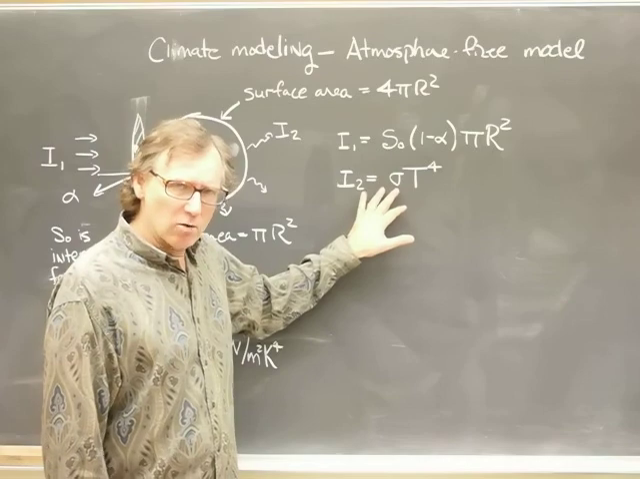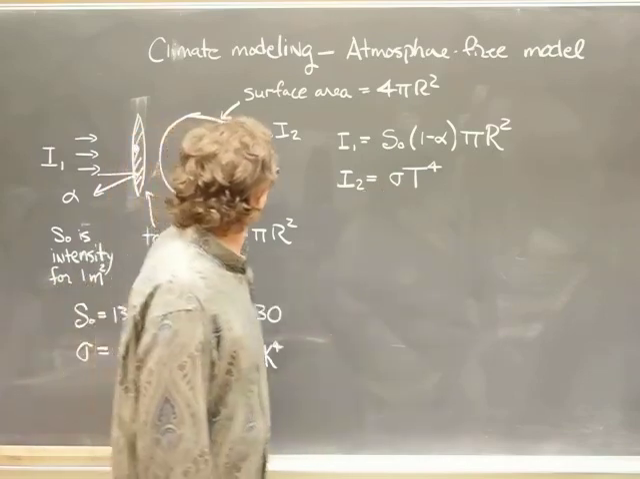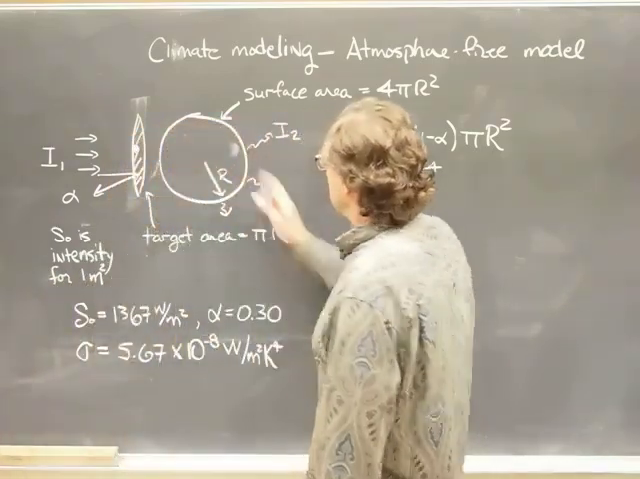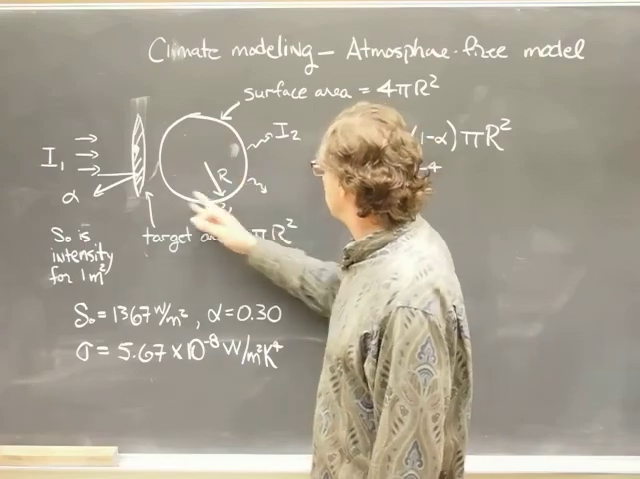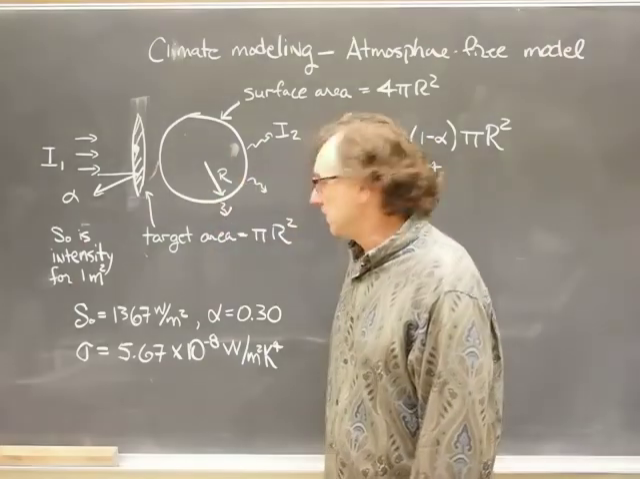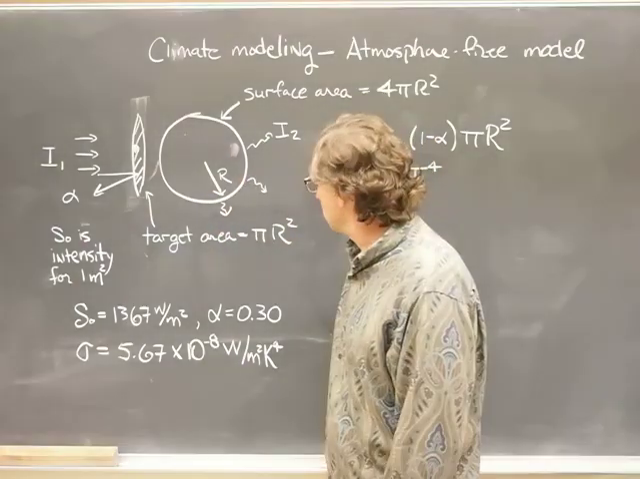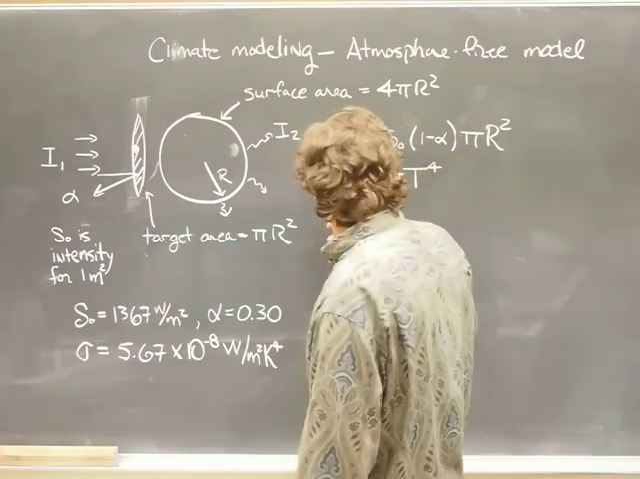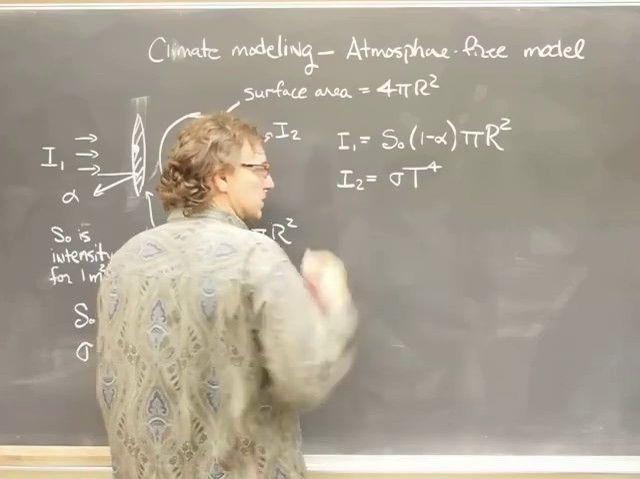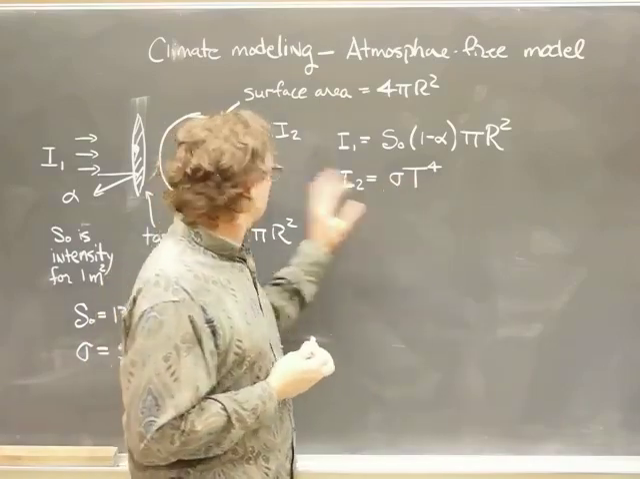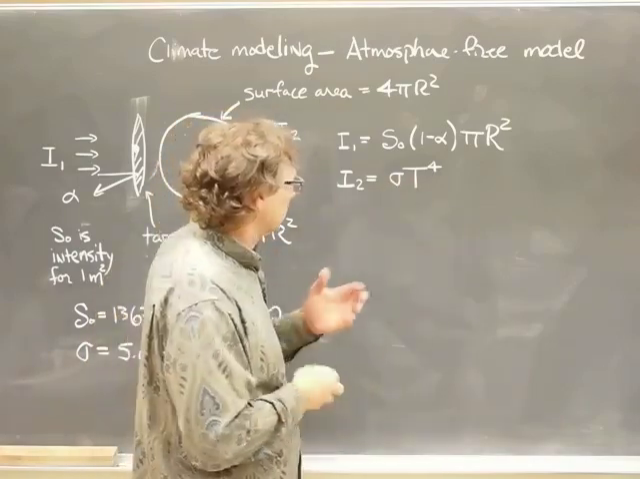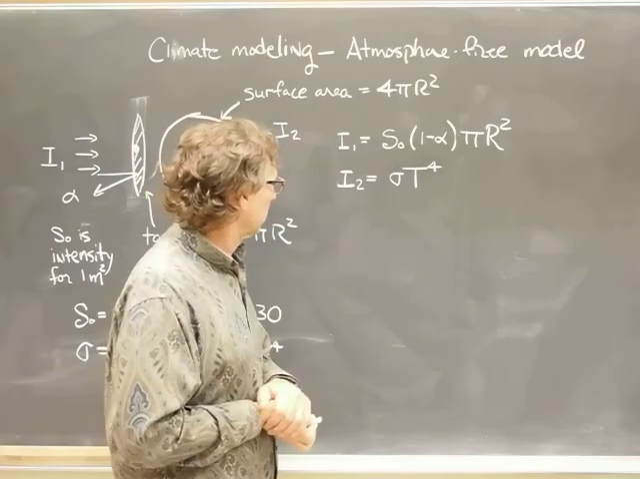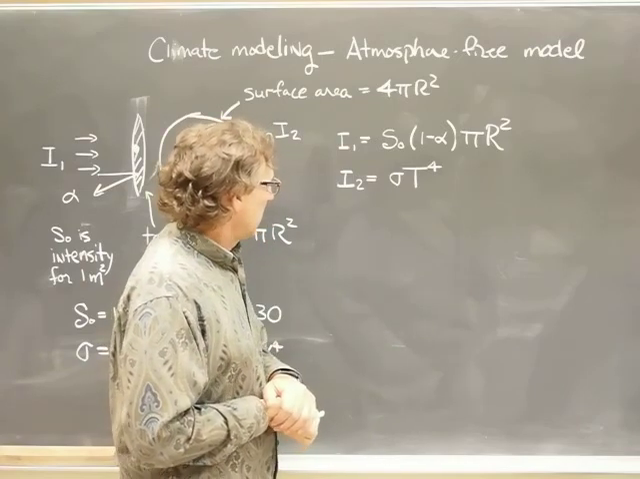How about the longwave part going out? Well, let's see. I know how to write the longwave. That's if we consider the Earth a Stefan-Boltzmann blackbody emitter. We have an equation for that, and that's just given by sigma times T to the fourth. Now, this T is the temperature of the surface of the planet. So obviously, the hotter the planet is, the bigger that term is.